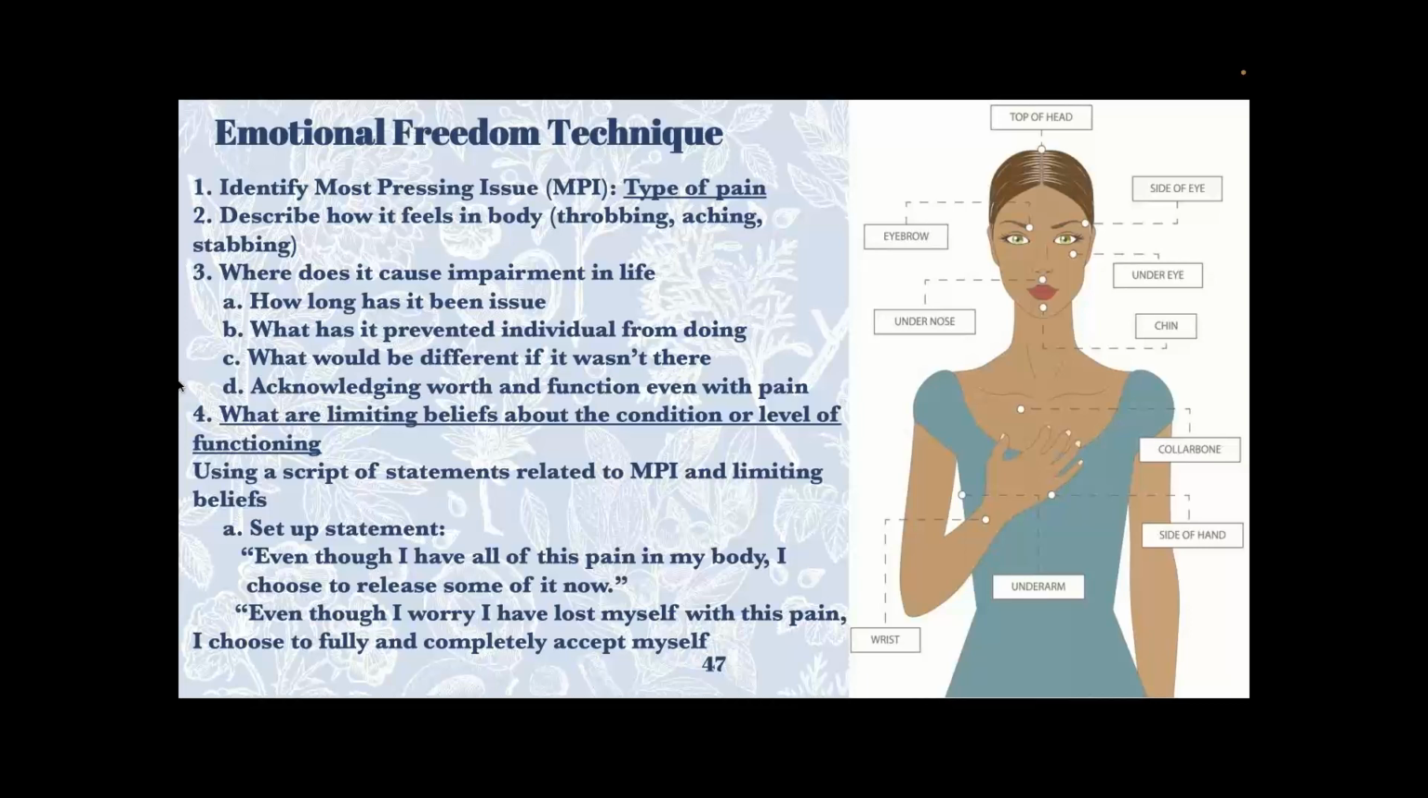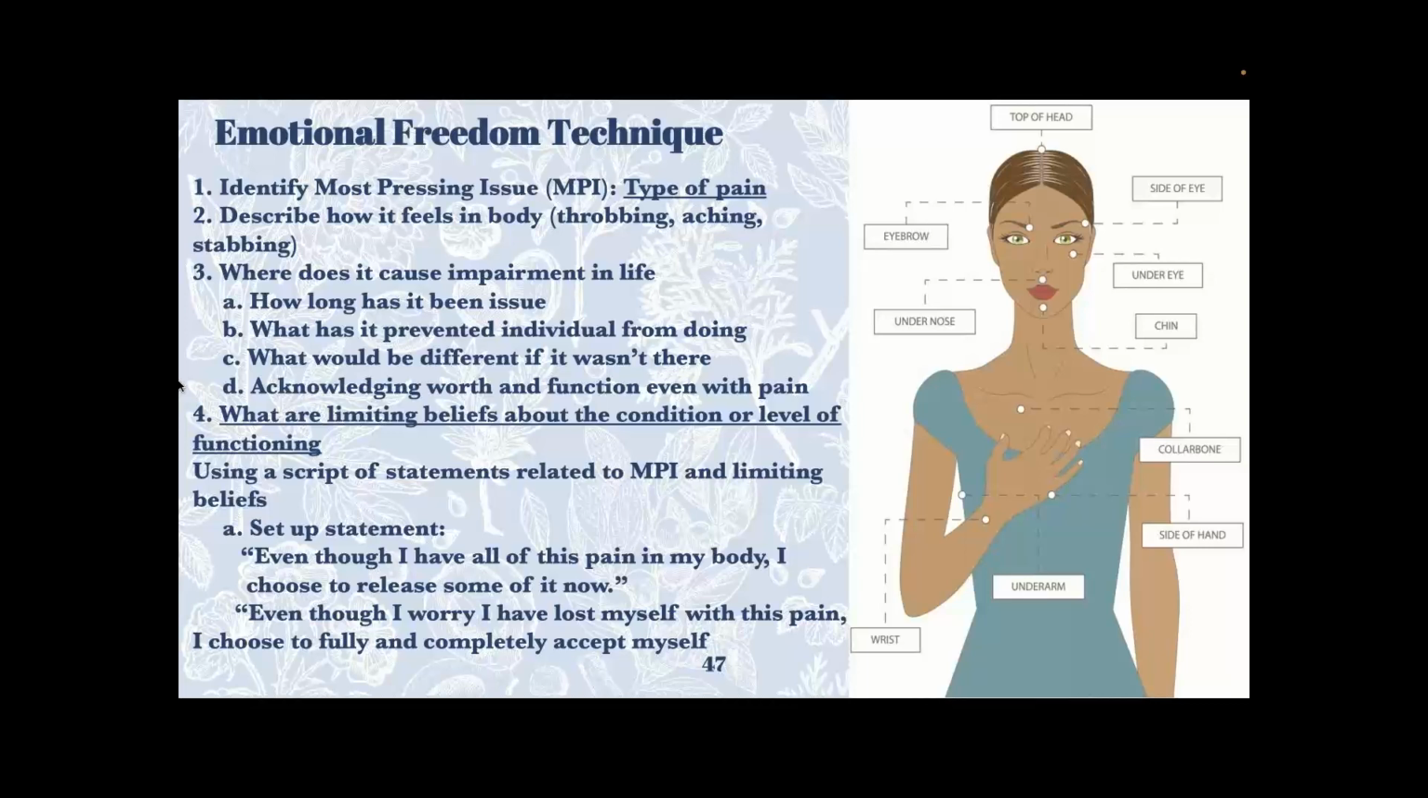And so what the 9 points would look like is that we would start on the karate chop point, which is right on the side of the hand. And this is where we do our setup statements. So it's right on that pinky side of the hand. And I'm going to go quickly and probably just do one round for the sake of time.